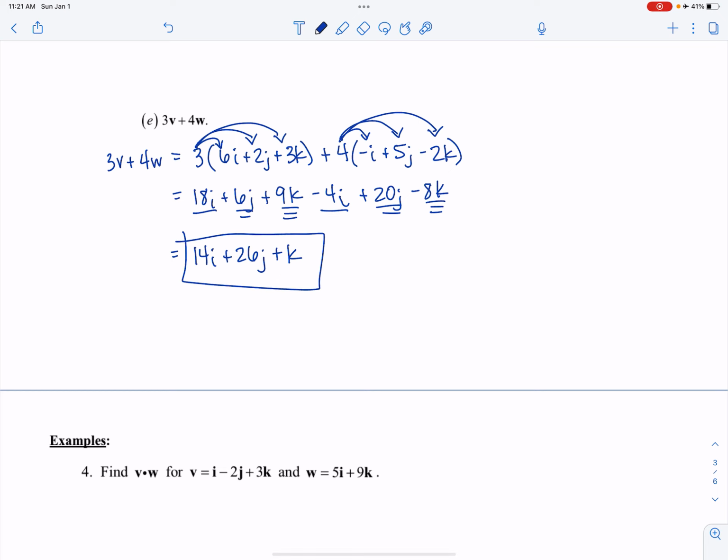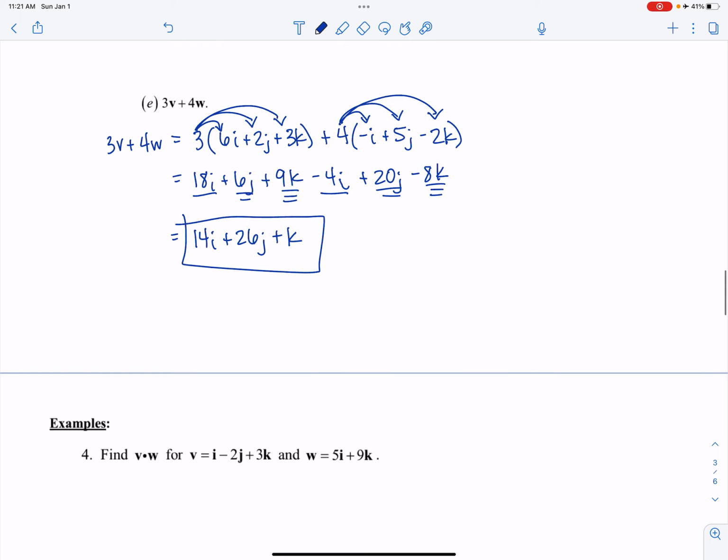And there we go. So if we multiplied these vectors times a constant, and then we added them together, this is where we would end up. This would be the beginning of V to the end of W. So the beginning of the 3 V's and the end of 4 W's. That's the vector 14i plus 26j plus k.